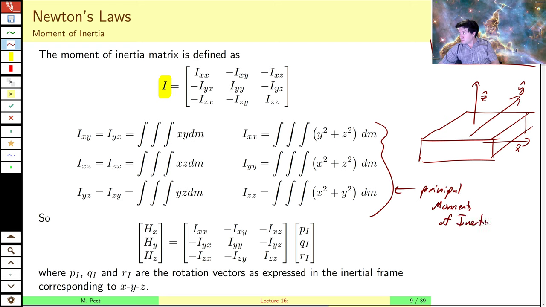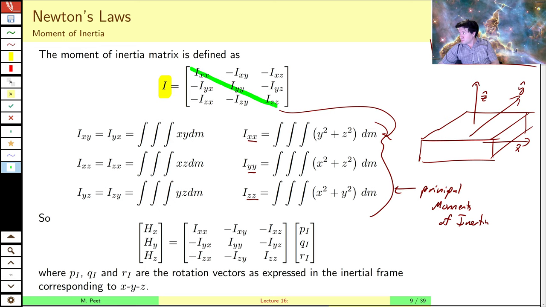So those are the principal moments of inertia. That's just because they're xx, yy, and zz, and they're on the diagonal, right? Actually, I shouldn't cross them out. I'll highlight them with some green here. Right. So those are the principal moments of inertia, and they're going to be most important to us.